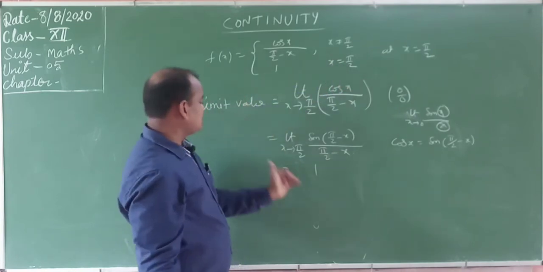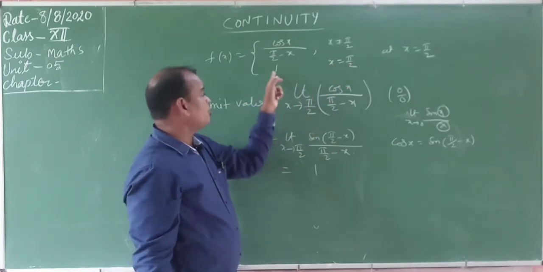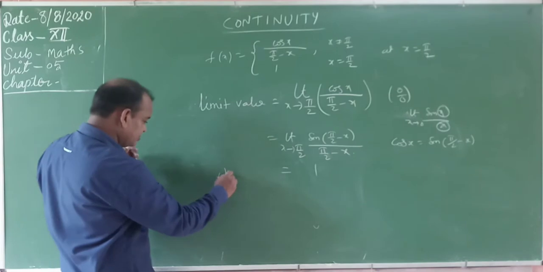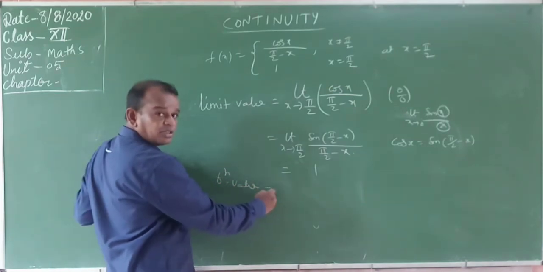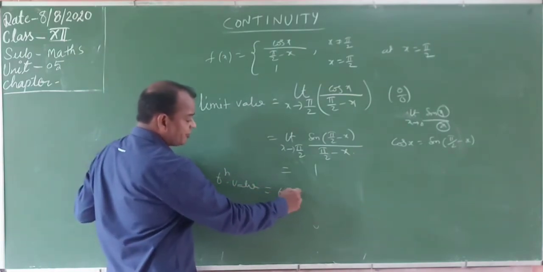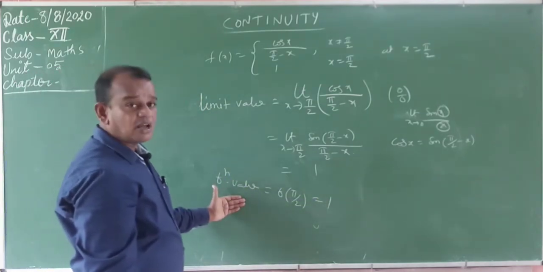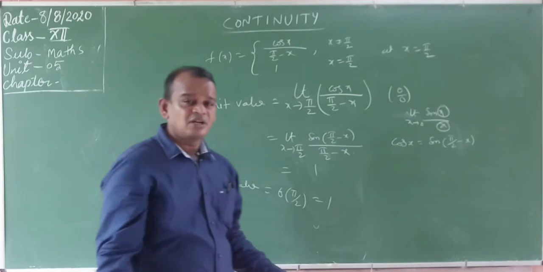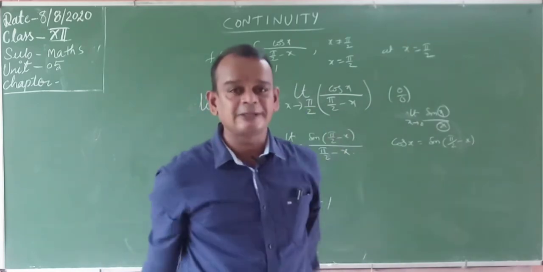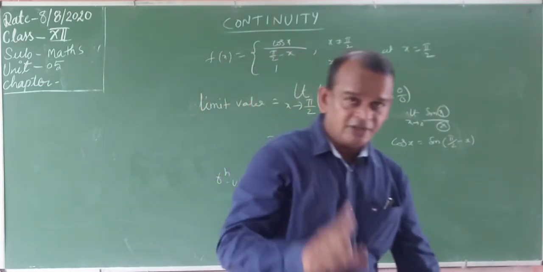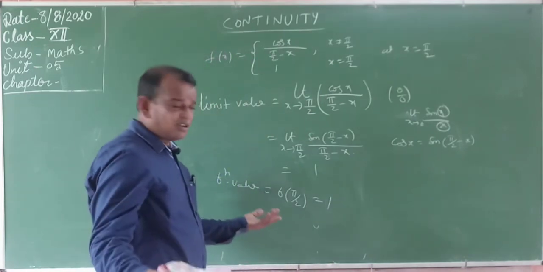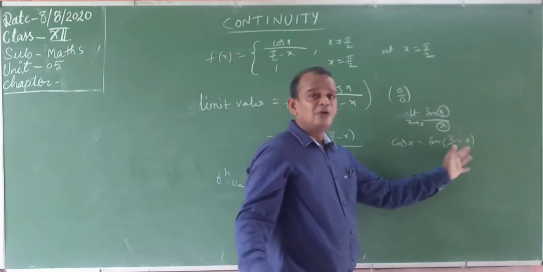Function value at exactly pi by 2, how much is given? f of a means f of pi by 2, that equals 1, as given. Therefore the limit value is equal to the function value. Both are equal, which means 100% it is a continuous function. Okay my dear students, but suppose you have no idea about this formula, we will do another process.